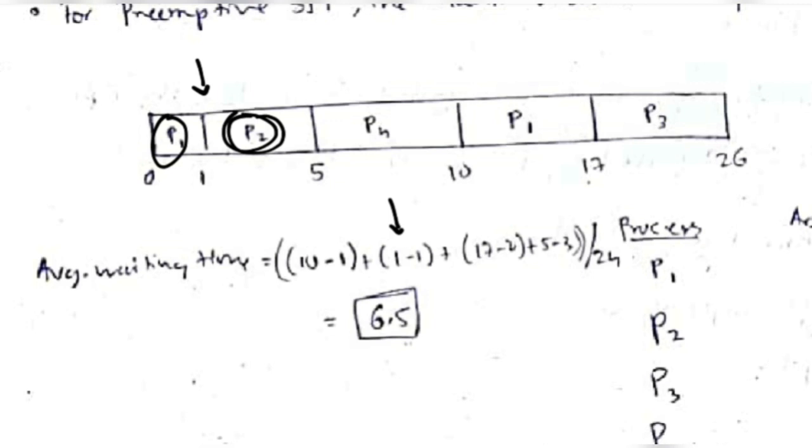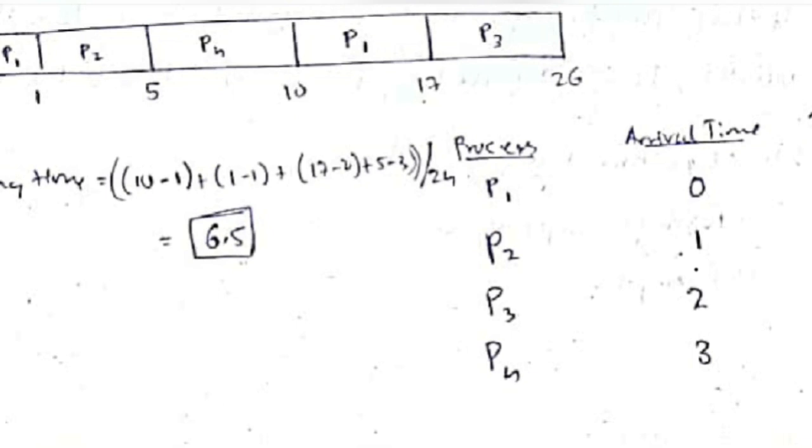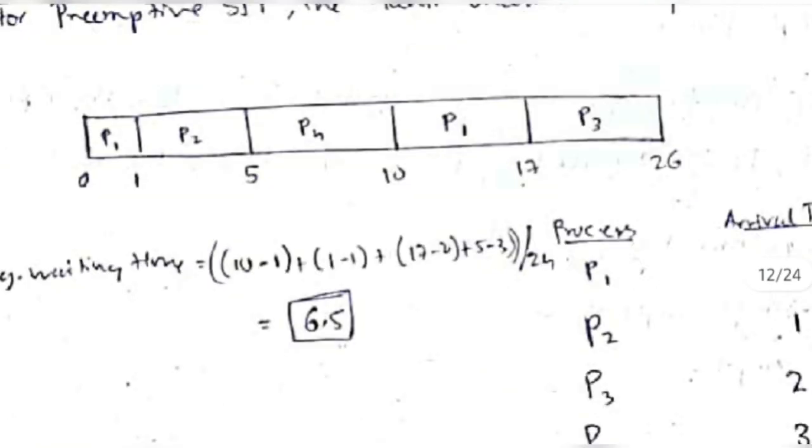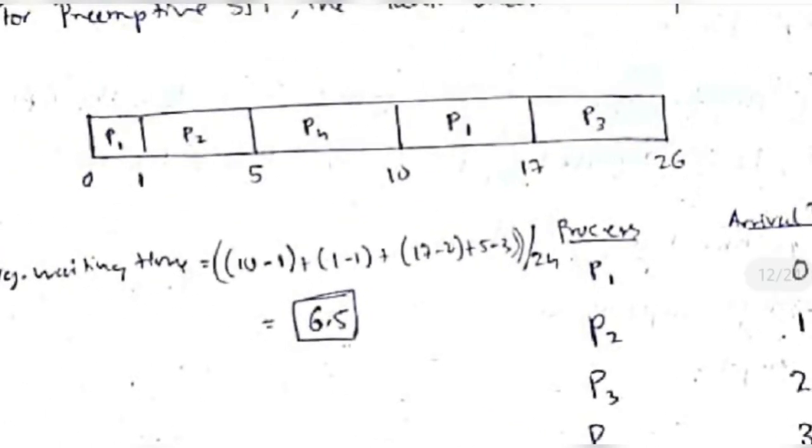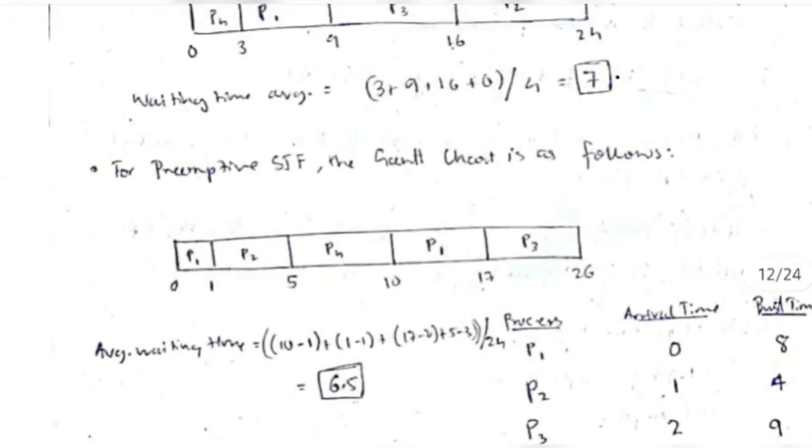Then P3's waiting time. P3 waited till 17 milliseconds, but it arrived at 2 milliseconds, right? So waiting time is 17 minus 2, which is 15 milliseconds. And the last one, which is P4. P4 came at 3 milliseconds, and its execution started at 5 milliseconds. So it waited for 2 milliseconds, which is 5 minus 3, and calculating the average we get 6.5 milliseconds. So it's better than the previous one, which was 7 milliseconds. In this case, preemptive will be better for this problem.